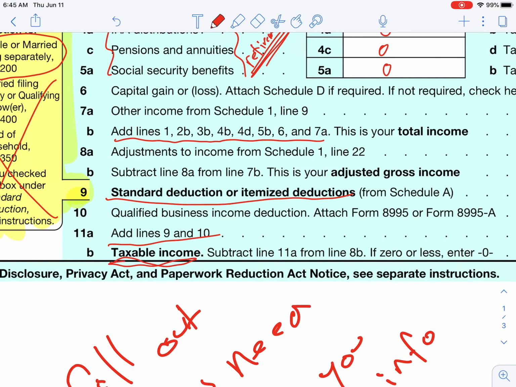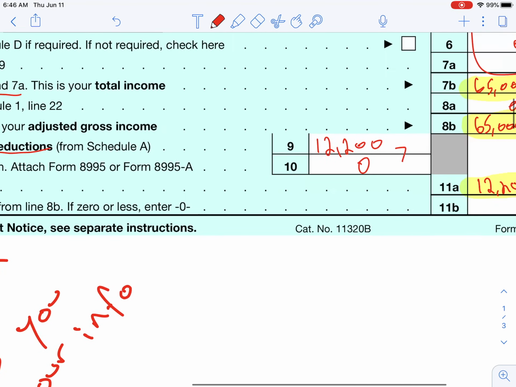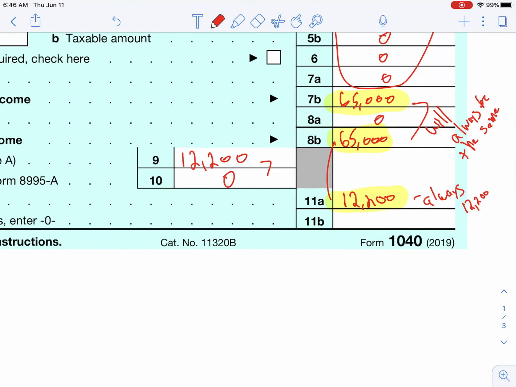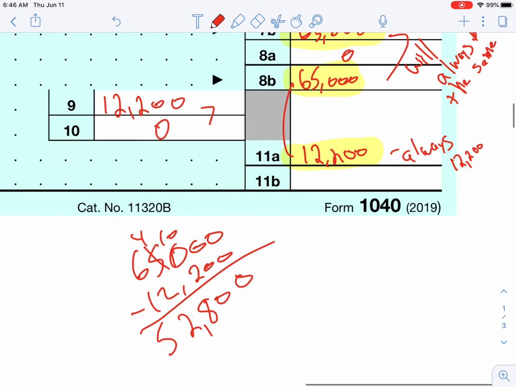All right. 11B, this is your taxable income. How much is your income going to be that you owe taxes on? So you're going to subtract 11A from 8B. So I'm going to do 65,000 minus 12,200. Boom, boom. 8, 2, 5. So I'm going to owe taxes on 52,800.